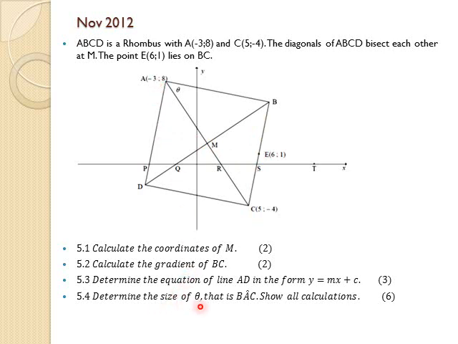And then they want us to determine the size of theta. There I should remember that all four sides of a rhombus are equal, so AB equals BC, so therefore theta there and theta here.